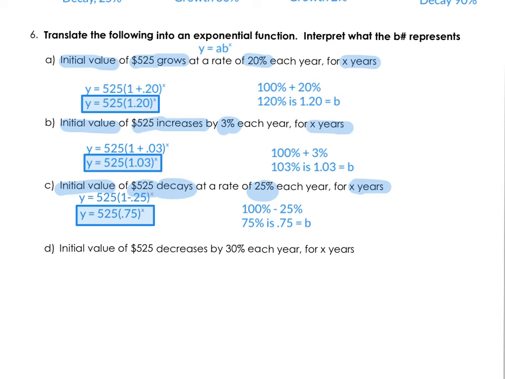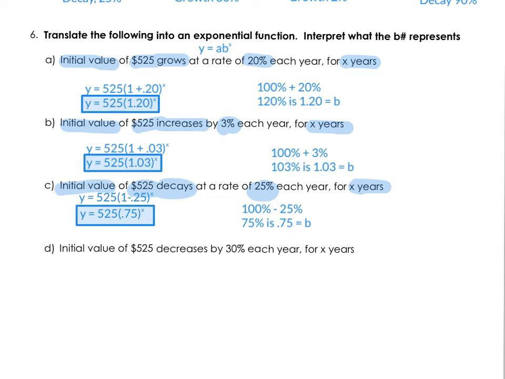You would get the same thing either way, so it's really just which one makes more sense. Do you like converting them to decimals and dealing with the decimals, or is it easier to think about the percents, making it a percent and changing it to a decimal to put in place of b? Either one is fine.